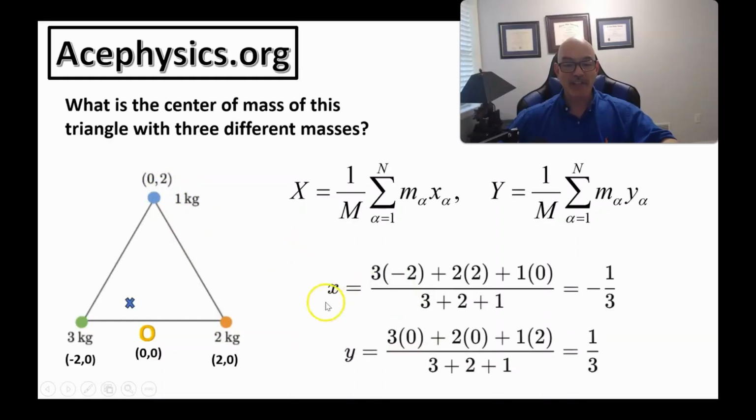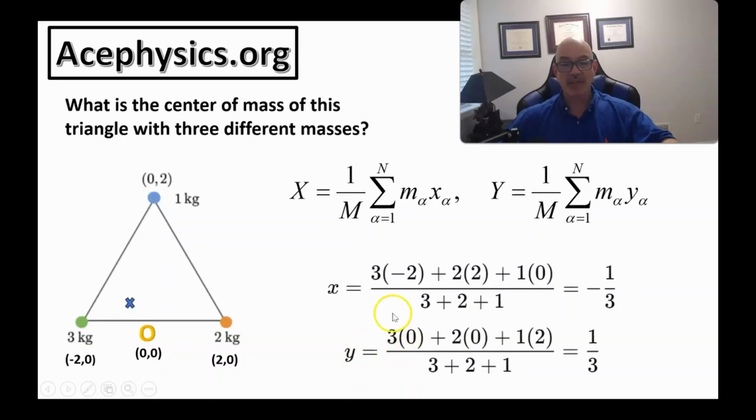To find the x position of the center of mass, you take mass 1, 3 kilograms, and multiply it by its x position of negative 2. And then I add that to mass 2 of 2 kilograms and multiply it by 2. And I add that to mass 3, which is 1 kilogram at an x location of 0. You then divide by the total mass of 6, and the x position of the center of mass is negative 1/3. The y position of the center of mass is calculated the same way.